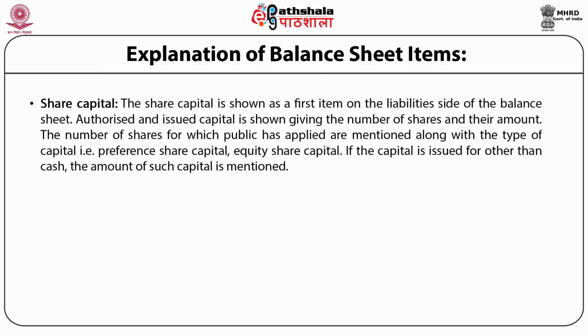The share capital. Share capital is shown as the first item on the liability side of the balance sheet. Authorized and issued capital is shown giving the number of shares and their amount. The number of shares for which the public has applied are mentioned along with the type of capital, that is preference share capital, equity share capital. If capital is issued for other than cash, the amount of such capital is mentioned.